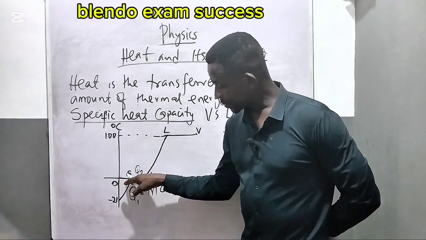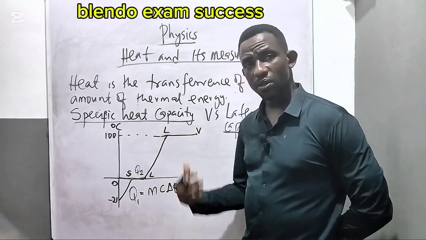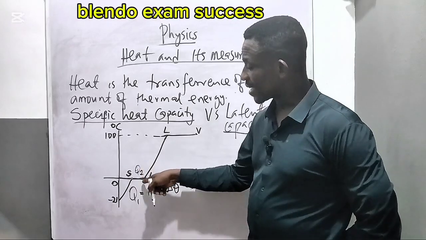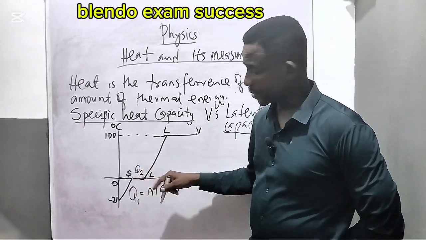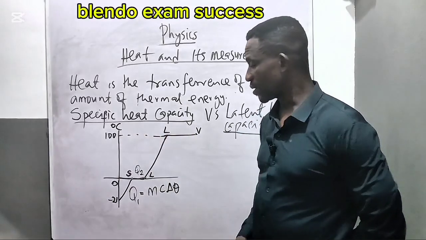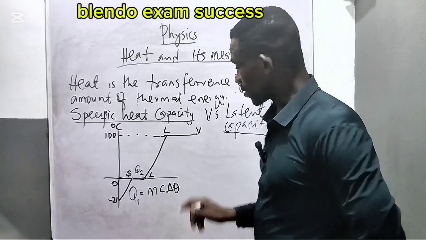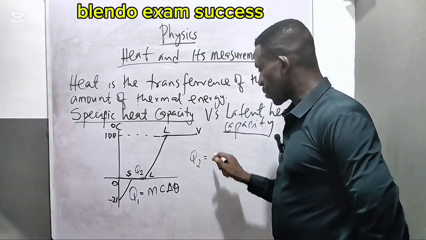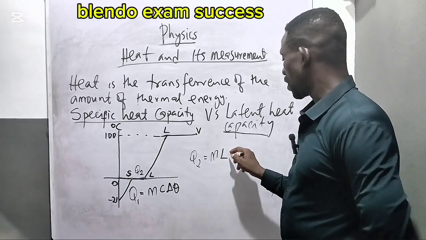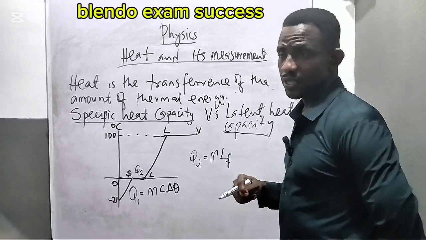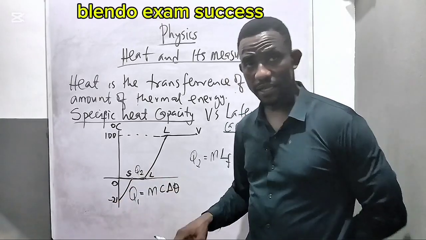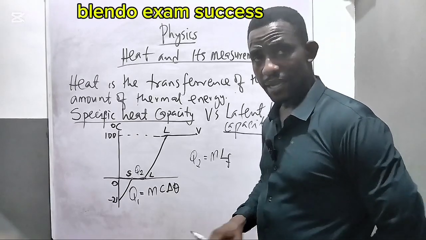As you add more heat, the temperature will begin to change again when this has completely turned to liquid. From here, the temperature will start rising again until it gets to 100 degrees Celsius. At this point, where the temperature is constant, Q2 is equal to mass of water multiplied by latent heat of fusion. Latent heat of fusion is the amount of heat needed to change the state of water from solid state to liquid state at constant temperature.